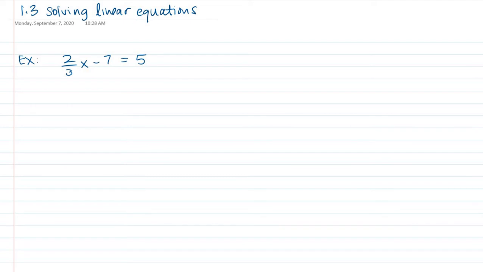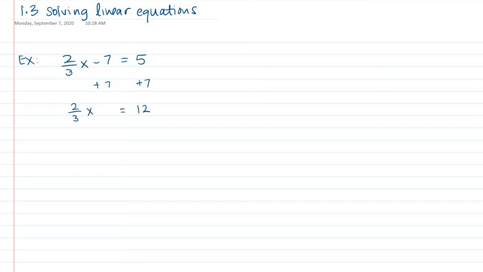In order to solve this, solving just means that we're trying to isolate x. We're trying to find the value of x that makes this statement true. And in order to do that, we're going to start by unpacking all of the things that are around x. So I'm going to start by adding 7 to both sides. That leaves me with 2/3 x equals 12.